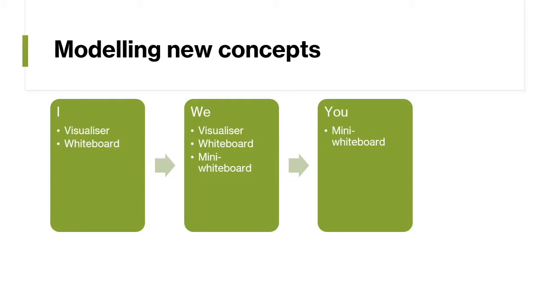And indeed, when it moves on to the you, when it moves on to the student individually doing something, then probably a strategy we're most likely to see, so that teachers can see what students are doing, is the use again of the mini whiteboard. So, modelling new concepts through I, we, you from the front is something we're going to see more often.